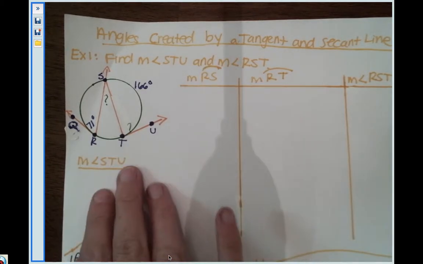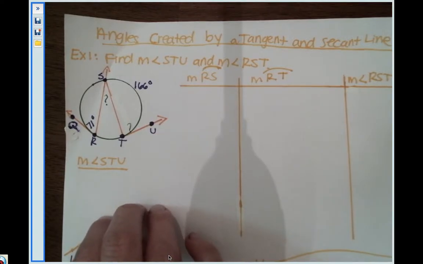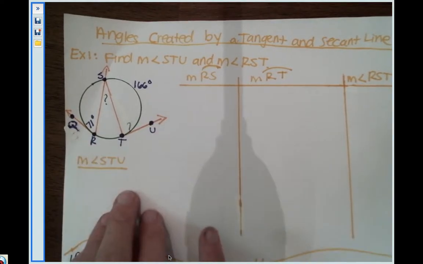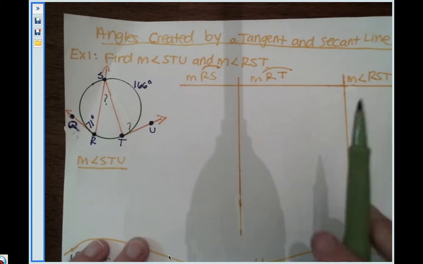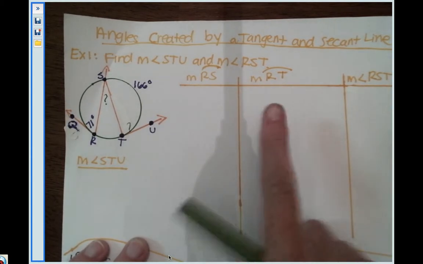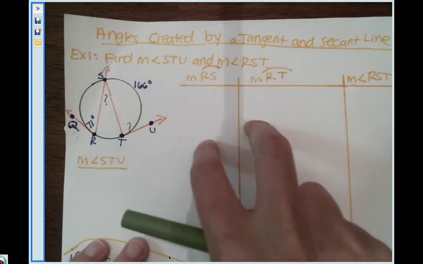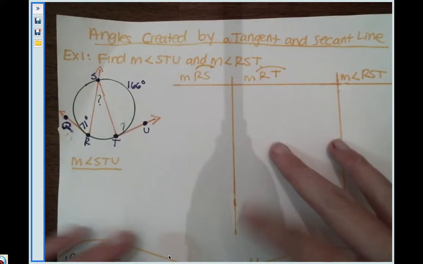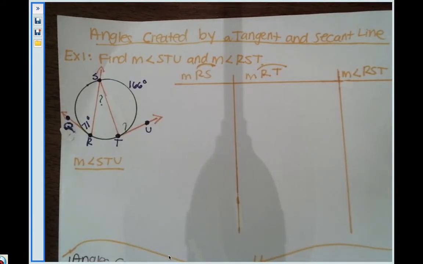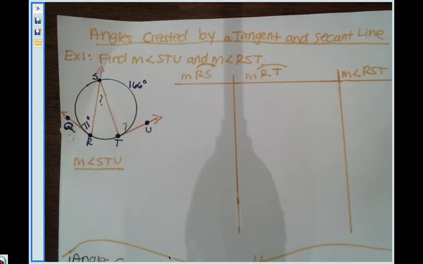I'm going to be solving for angle STU first, down here in this spot. Then eventually we're going to be solving for angle RST, but RST is a little involved. I've got to first find two different arcs before I can find that one. So I spread out my paper to organize it a little better, because I like things to be nice and organized. All right, let's get going.